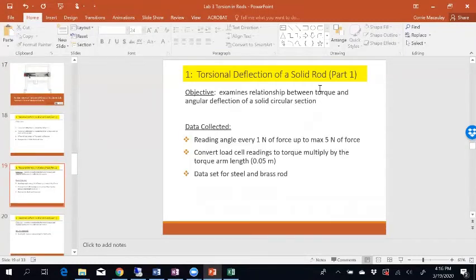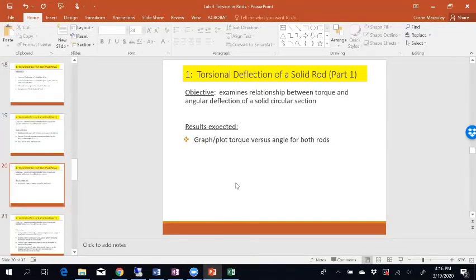All right. So for the first part, again, same thing. You read every angle of deflection or angle of twist for every 1 Newton of force, up to that 5 Newtons that we talked about. And of course, here it is. You take your force and multiply it by this torque arm length of 0.05, and therefore you get your torque. Now you're going to have a data set for steel, and you're going to do it again for brass. What I'm expecting to see is a graph plot of torque versus angle for both.